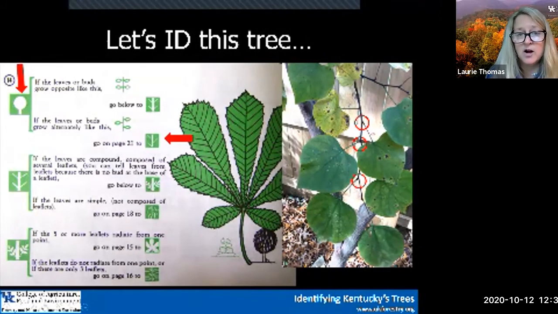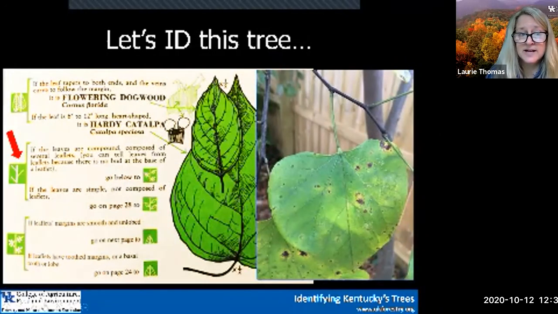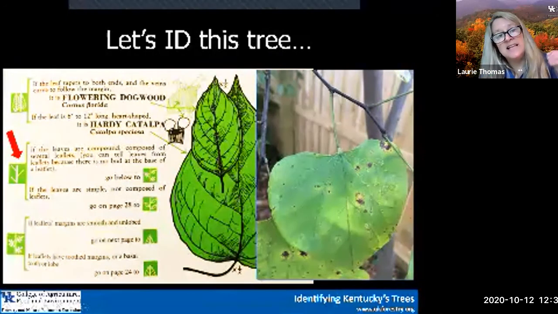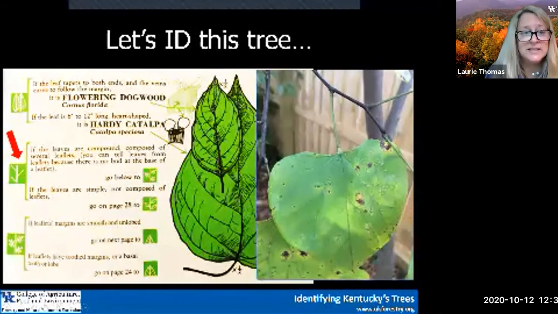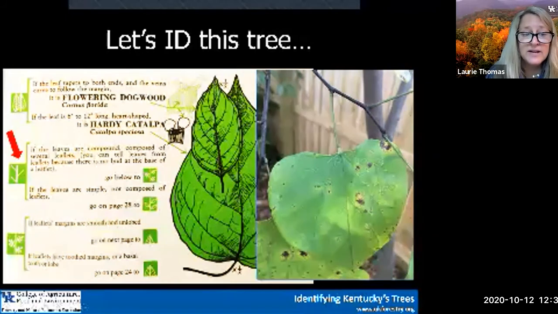So now we look at that alternately arranged little logo or diagram, and we take that over to page 21. And it's the bracket in the middle this time. Now it's going to ask us about leaf form. Always that third question, leaf form. Is it simple or compound? So it says, if the leaves are compound, composed of several leaflets. And if you forget, it explains you can tell leaves from leaflets because there is no bud at the base of a leaflet. Or if the leaves are simple and not composed of leaflets.